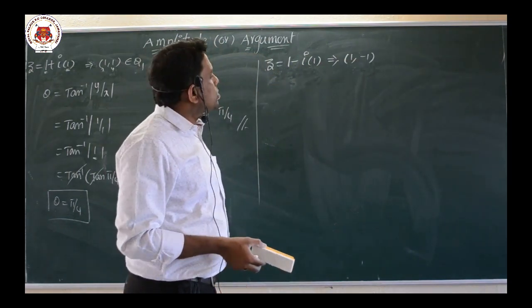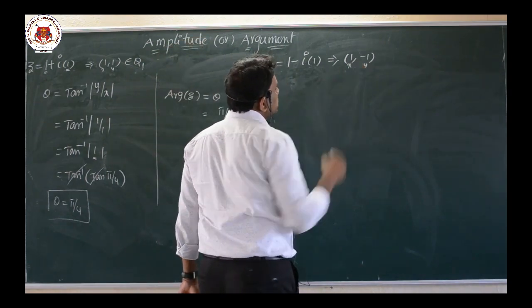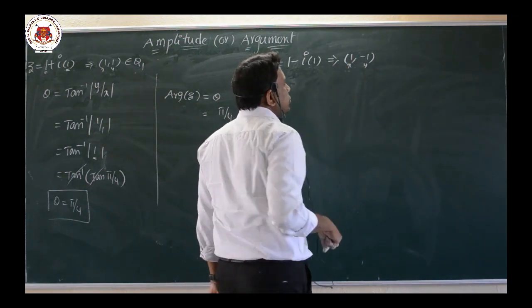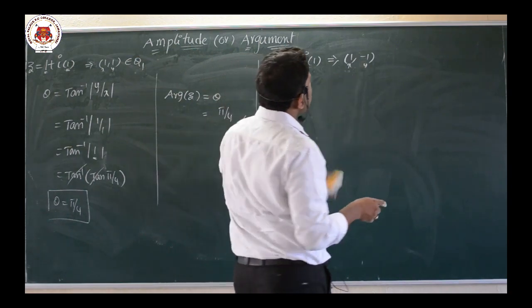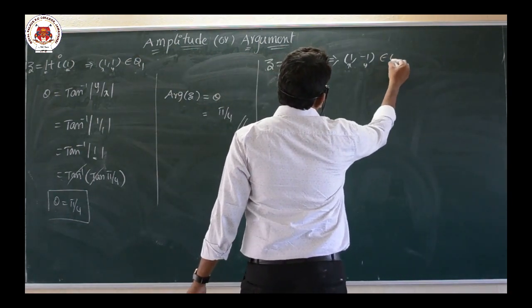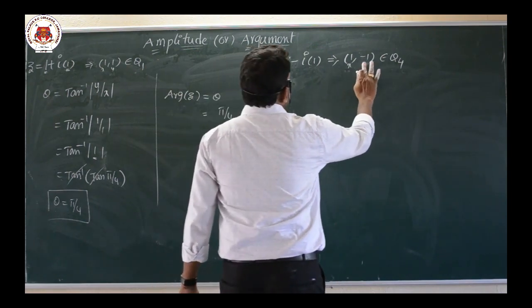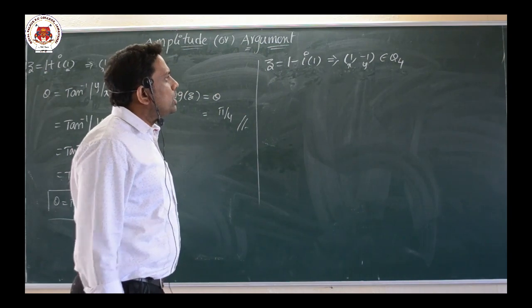Students, here this is the x value, this is the y, real part, imaginary part. Students, x positive, y negative. We check from the table, x positive and y negative is only in the fourth quadrant. In the fourth quadrant, x value is positive and y value is negative. So it belongs to the fourth quadrant.